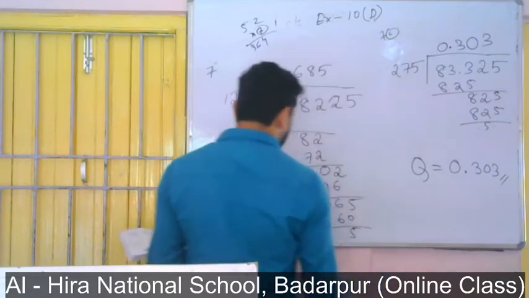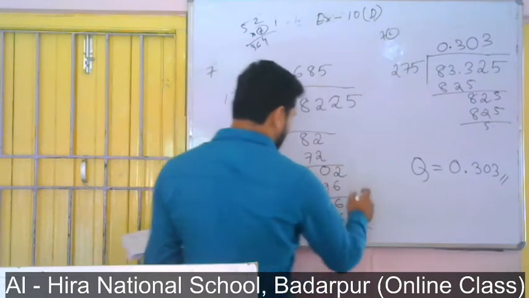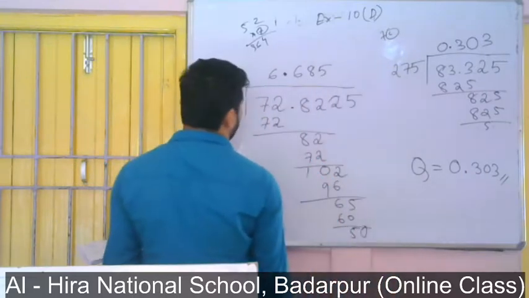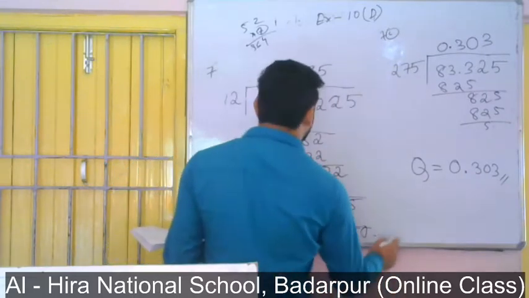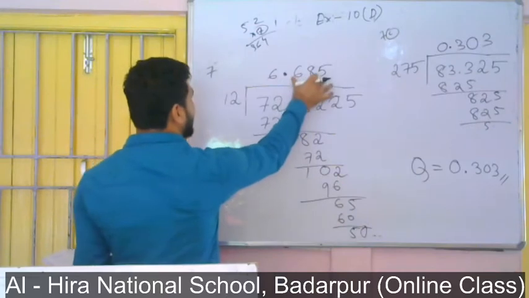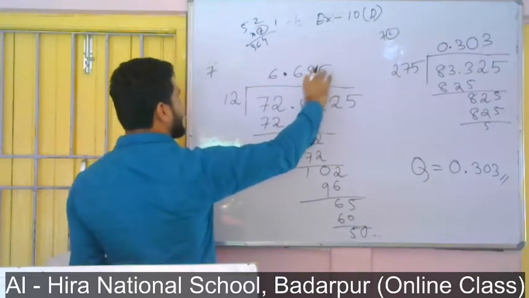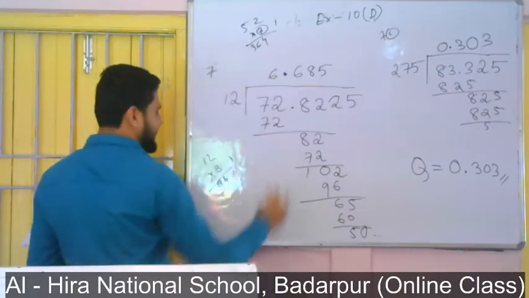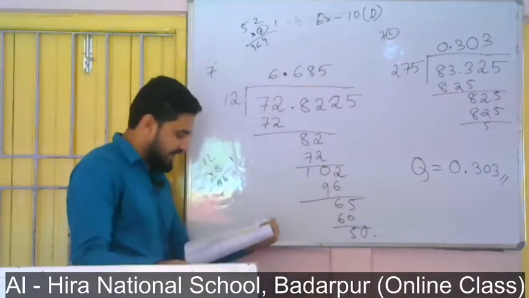Okay, this will continue like this. So it will continue like this. After the point we have taken 3 digits, so no need of finding any more. You can directly write 6.685 or 6.68. Okay, then you write 6.